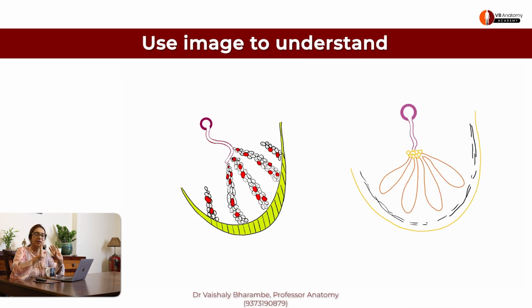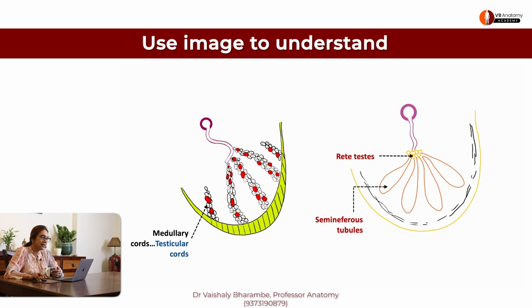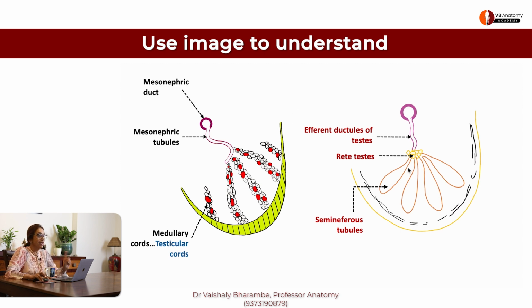Okay, so let's use this image to understand, okay? Here you are seeing medullary cords, which are basically going to develop into testicular cords. You can see they will develop into seminiferous tubules. They will anastomose to form rete testis, okay? Now, these are draining into mesonephric tubules, which will develop into efferent ductules. Follow the path in your mind. Mesonephric tubules were draining into the mesonephric duct, which is producing the epididymis and vas deferens. Again, watch the continuity. This is how the male reproductive system develops.